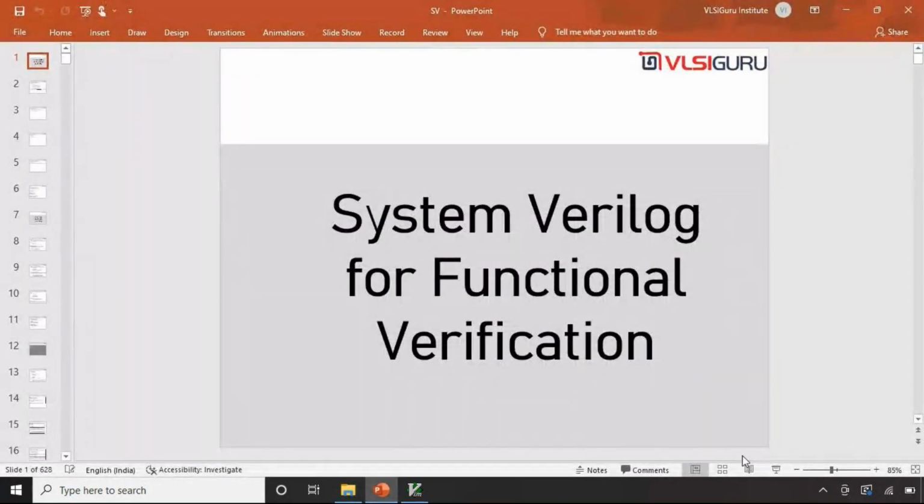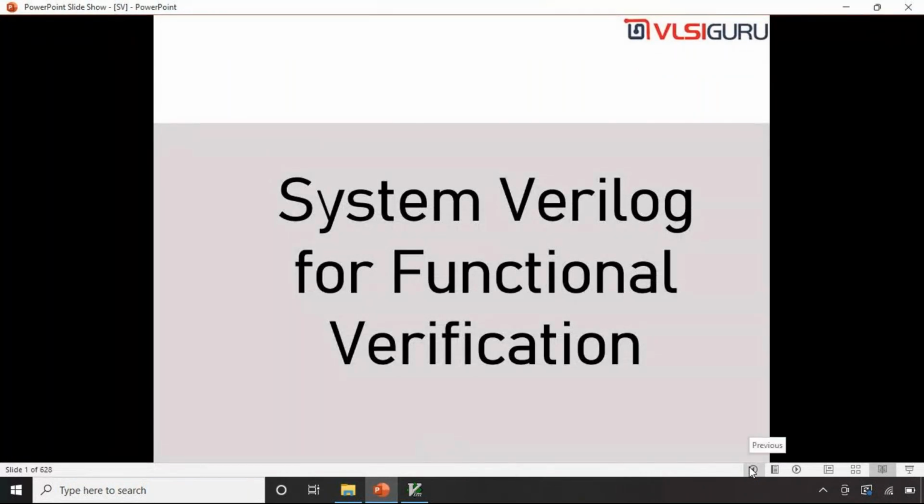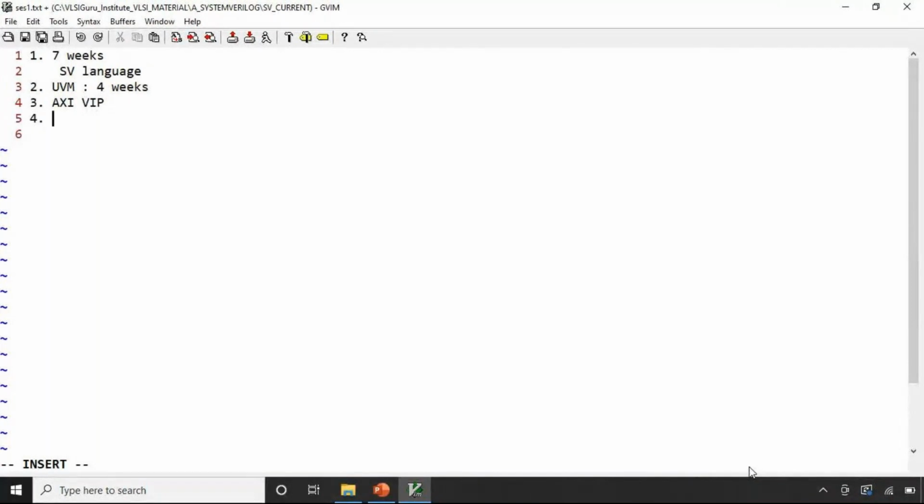So today we'll be starting with the SystemVerilog for functional verification course. The plan for the next 6 to 7 weeks, maximum 7 weeks, is the Verilog language. After that, we will start with UVM, which will take around 4 weeks. Then we'll do some AXI, APB. Then the main project, which will be the flow, probably 2 of them we may do. So things will be quick here.